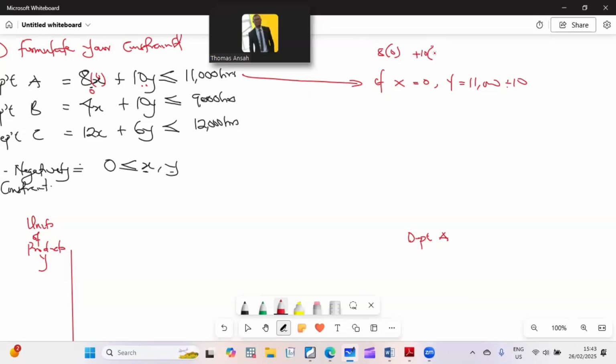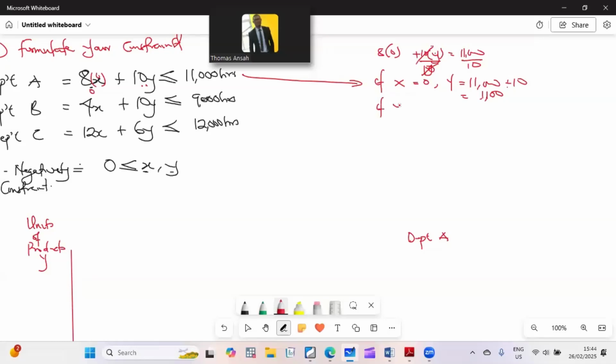Okay, so let's say Y is equal to 11,000. So how are you going to do this? You are going to divide this thing by 10 so that you cancel 10, and you'll be left with this. So this is how it will be. And by that, what will Y be giving us? 11,000 divided by 10 gives me 1,100. So basically that is that.